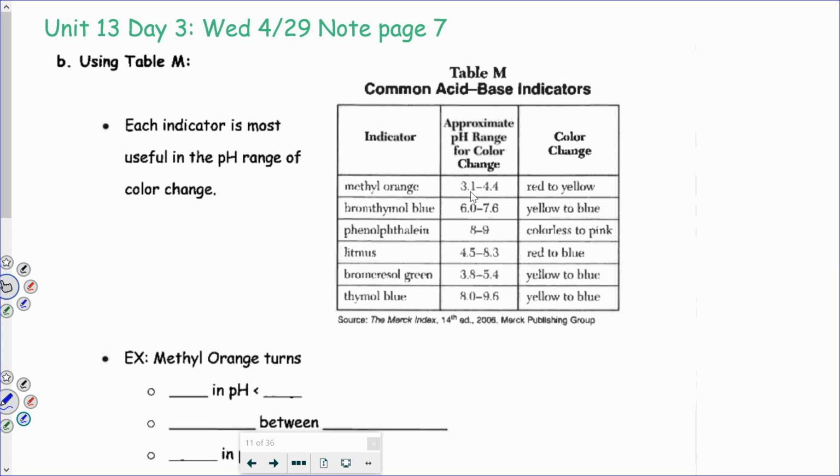If your pH falls in between these 2 pH values, so in between 3.1 and 4.4, let's say your pH is 4, it's a mixture of the two colors. Red plus yellow makes orange, so it would be orange.